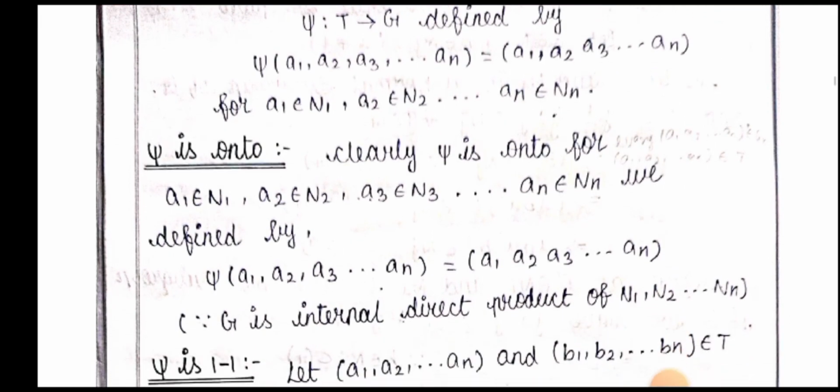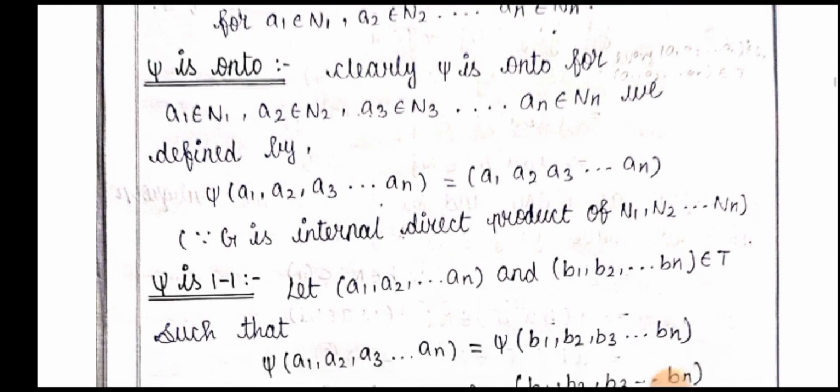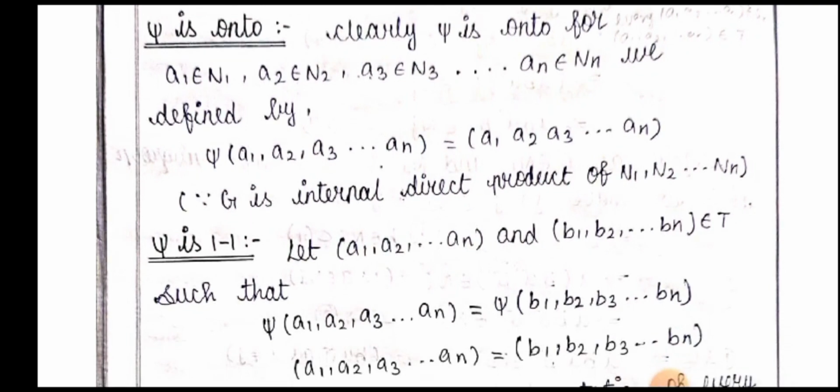Now we see onto, that is psi is onto. Clearly psi is onto for every A1 belongs to N1, A2 belongs to N2, A3 belongs to N3 and so on, An belongs to Nn. We define it by psi of (A1, A2, A3, and so on, An) is equal to A1 dot A2 dot A3 dot and so on An, since G is the internal direct product of N1 to Nn. So therefore it is onto.